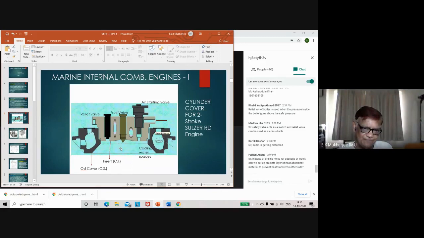Okay. So much. Besides the fuel injector, what you have is the air starting valve. This air starting valve has got two areas of function. One is the main air. You see this arrow over here on the right side. This arrow helps the air, which is the main air coming with a large diameter pipe.